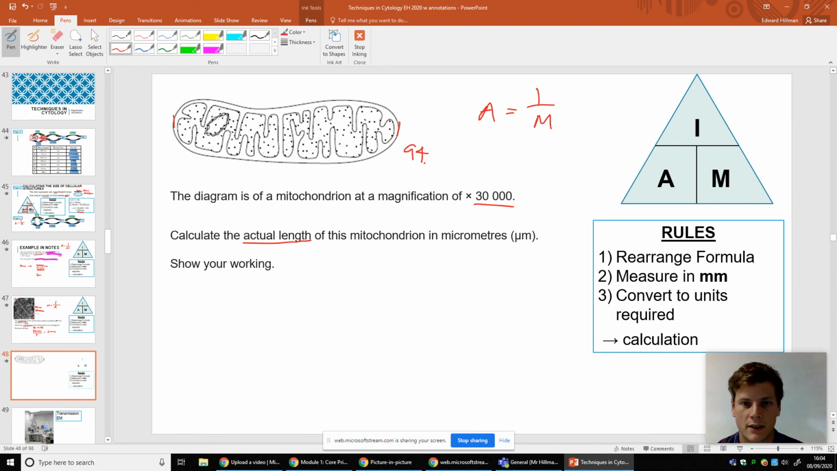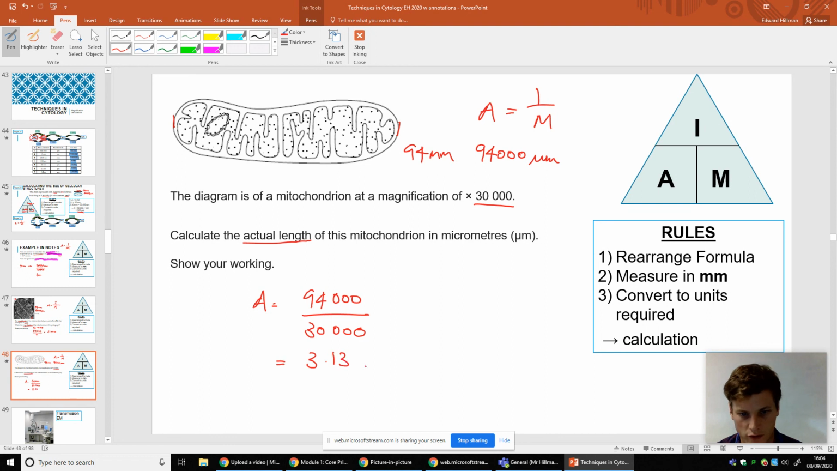We measure in millimeters and convert that to 94,000 micrometers, and then do the calculation. So actual equals the image size 94,000 over the magnification 30,000 is 3.13 micrometers.